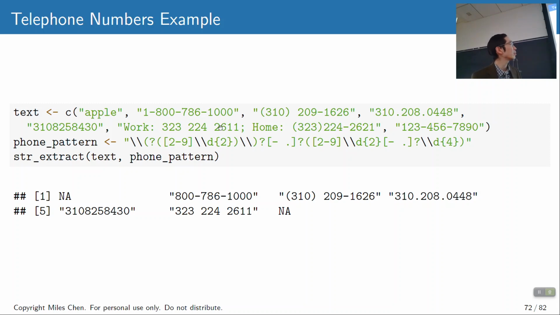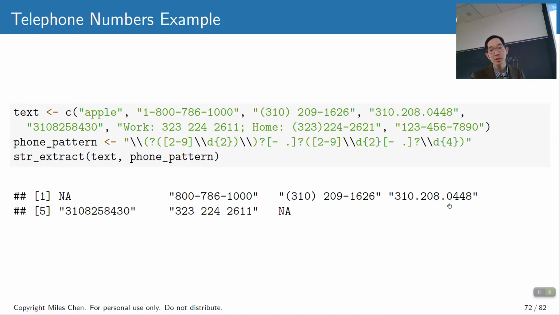So we got Apple, we got 1-800 this, that, 310 space, 310 dot with dots, no spaces in between these things, and this person decided to list off 2 phone numbers in the field, and this person puts in 1, 2, 3, 4, 5, 6, 7, 8, 9, 0, right? This one is not a valid phone number because it starts with a 1. We're going to use this phone pattern. What do we extract? We get no match for Apple. We get 800 this, we get 310.209, we get that match.